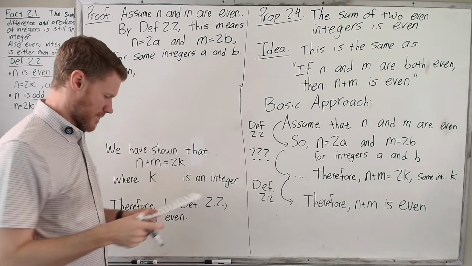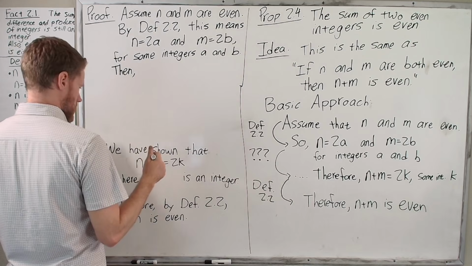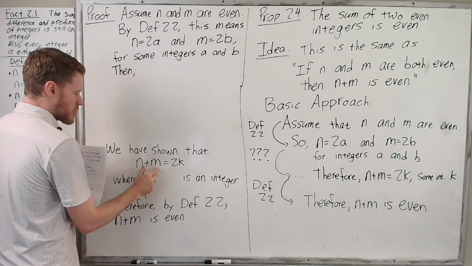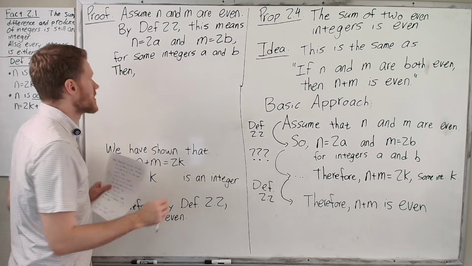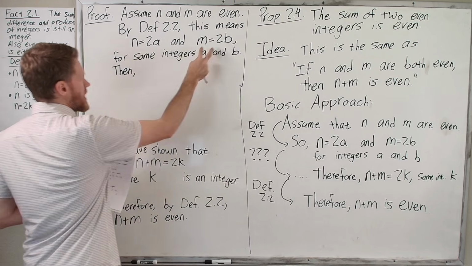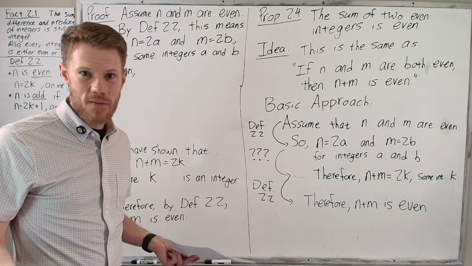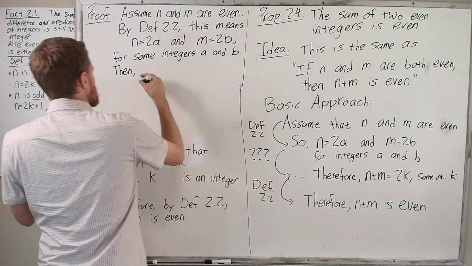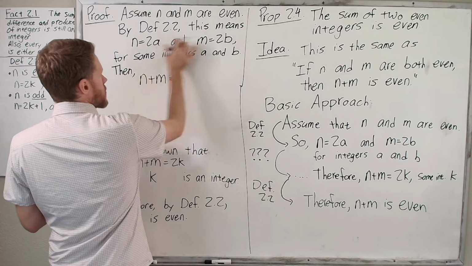So how do we get there? Well, we're trying to get down to n. We're trying to say something about n plus m equaling something. So we have an n equals and an m equals. So why don't we add those two equations together? Let's add the left sides and add the right sides.